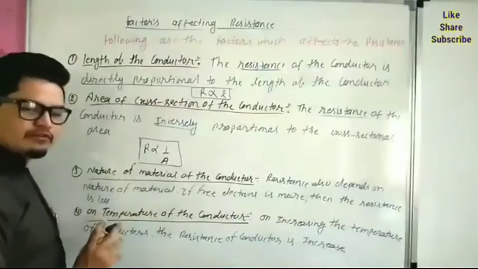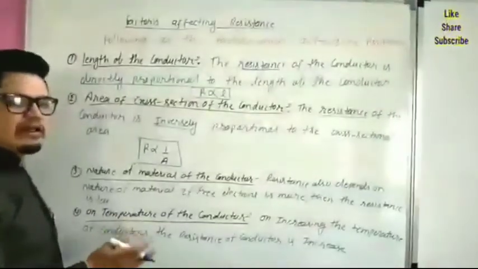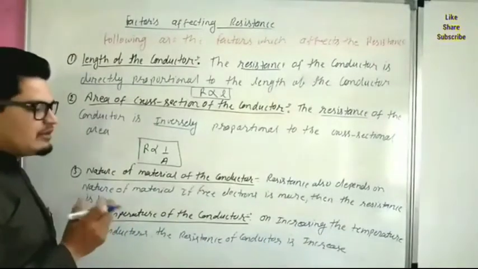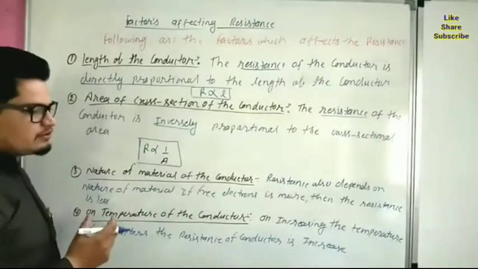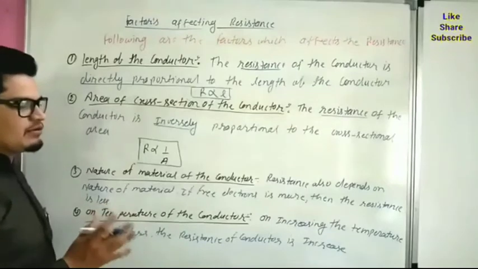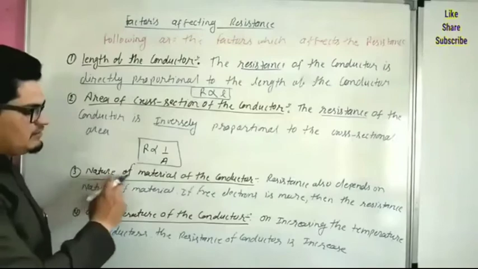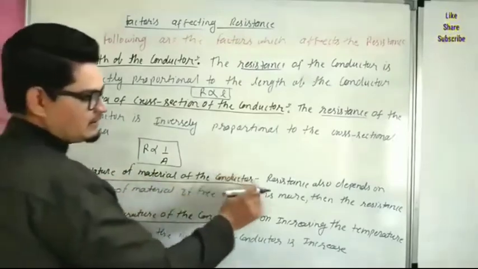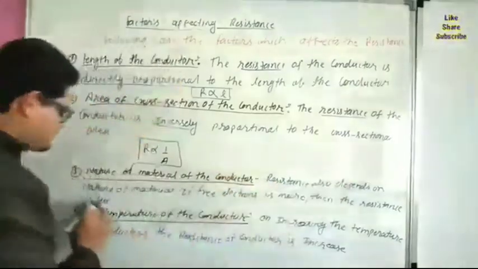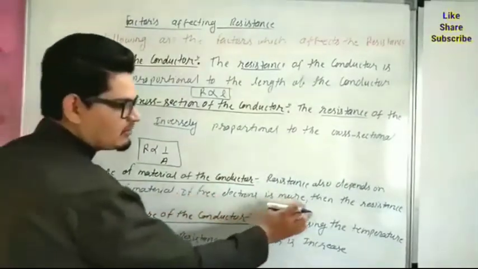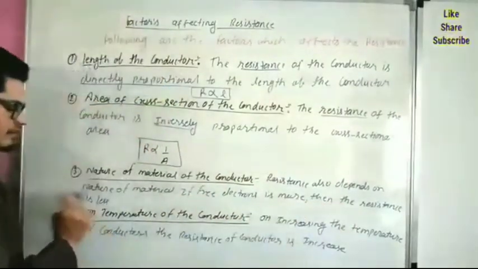Third, nature of the material of the conductor. Resistance also depends on the nature of the conductor. It means if the free electrons are more, then resistance is less, because conductivity is more, so resistance is less. The resistance also depends on the nature of the material. If free electrons are more, then resistance is less.